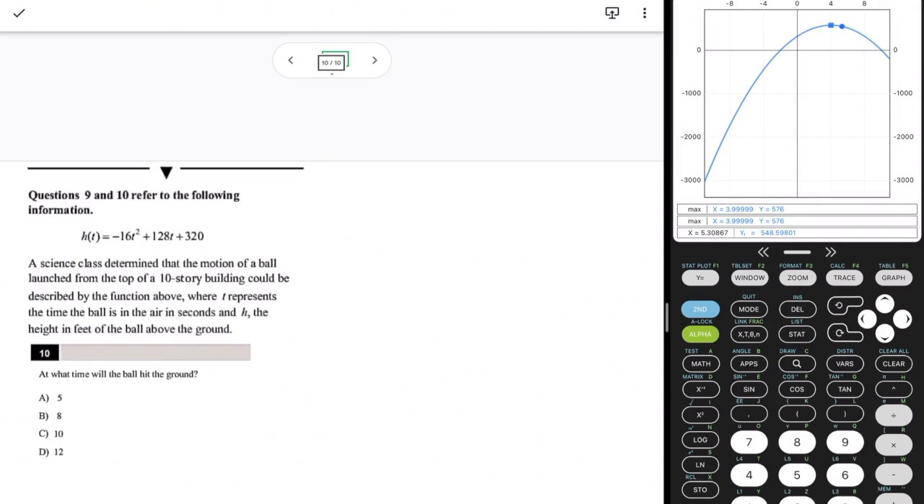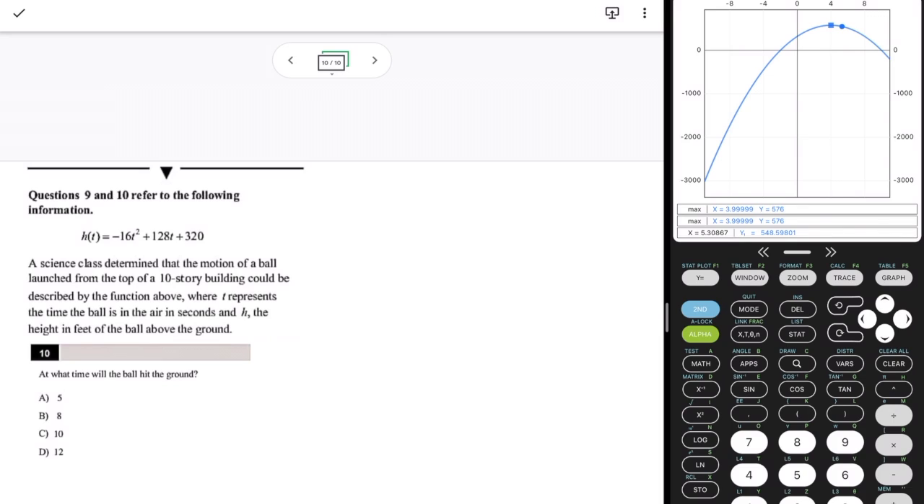At what time will the ball hit the ground? So this is just an extension of the previous problem we did, and I'll go through again the two ways of doing this. If you didn't watch the previous video, which is problem 9, I go through the two methods, one algebraically and one graphically.